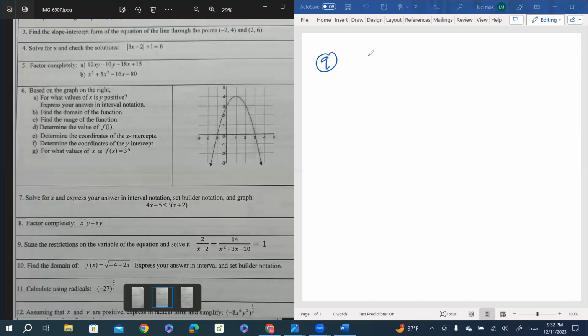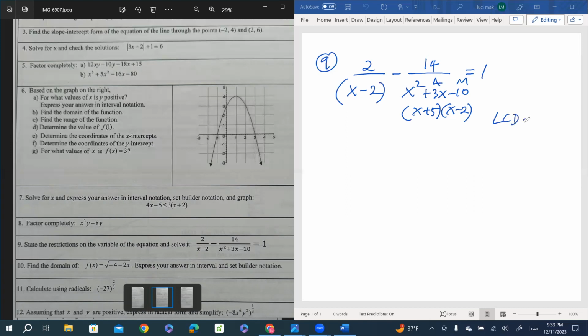All right, so number nine. We want to solve this and then write the domain restrictions as well. So we have 2 over (x minus 2) minus 14 over (x squared plus 3x minus 10), which is equal to 1. First, let's factor this. Two numbers that multiply to negative 10 and add to 3 give (x plus 5) times (x minus 2). Again, 5 times negative 2 is negative 10, and 5 plus negative 2 is positive 3. So the LCD is (x minus 2) times (x plus 5).